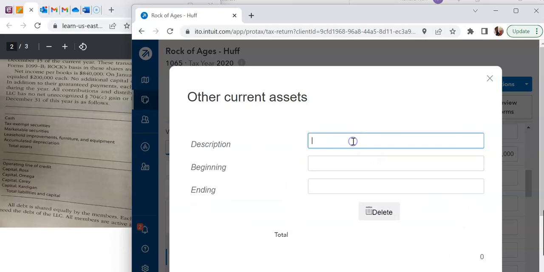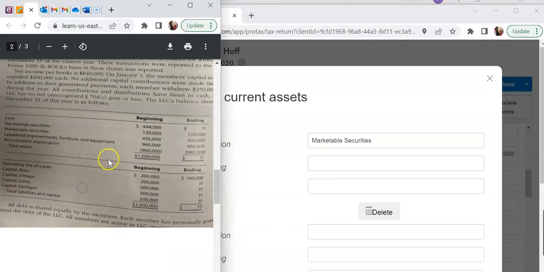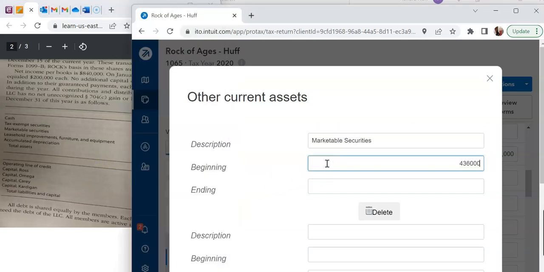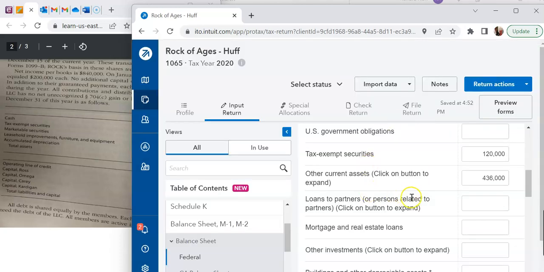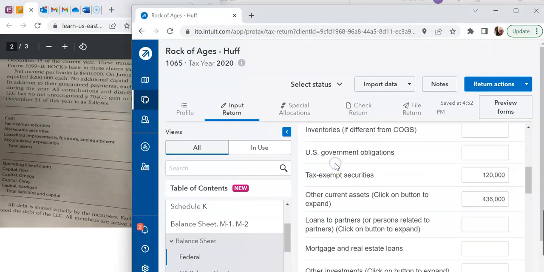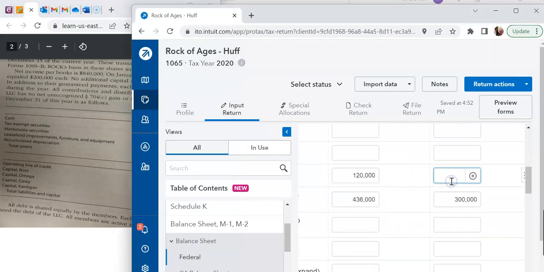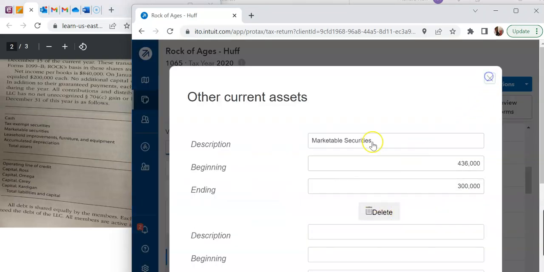Guess I'll go here. Marketable securities. 436 and 300. Tax exempt for 120, 120. Let me go ahead and put that in.